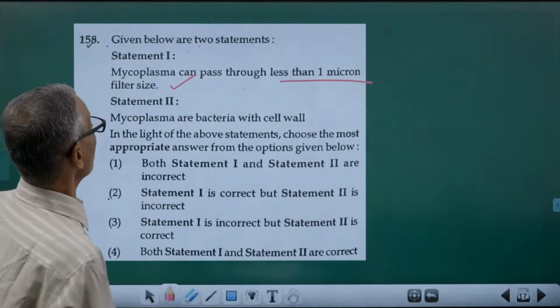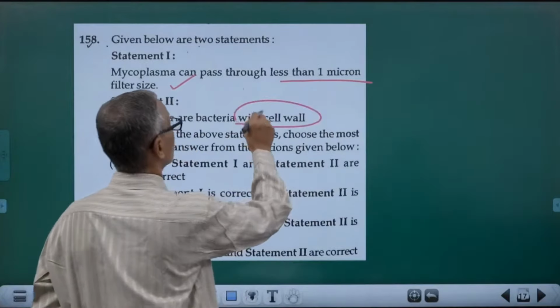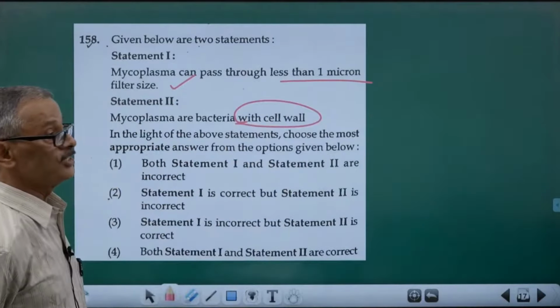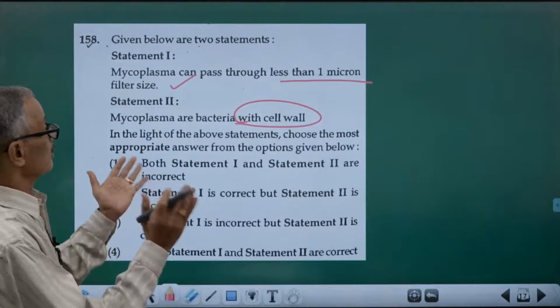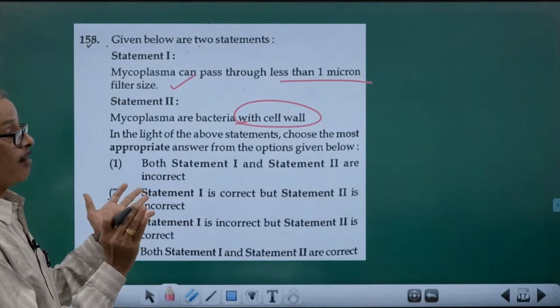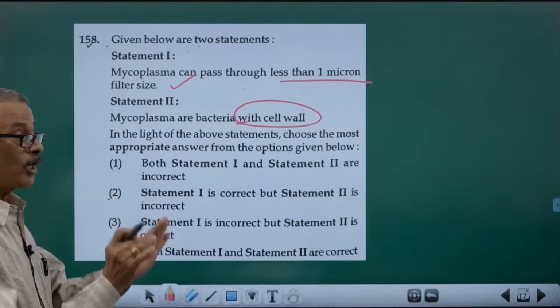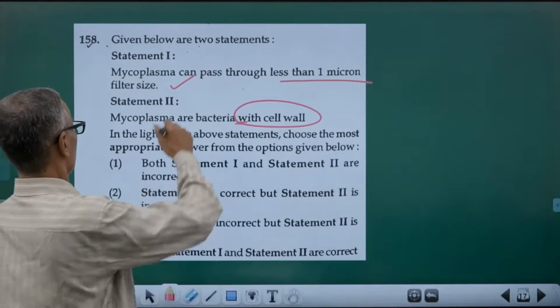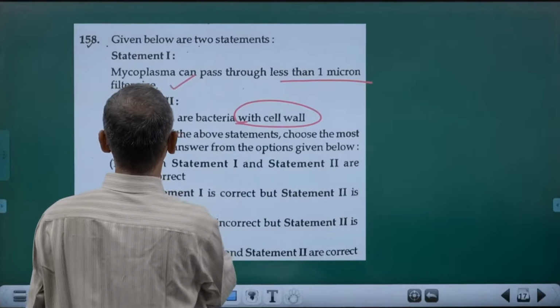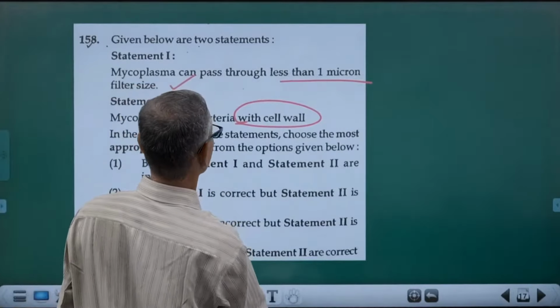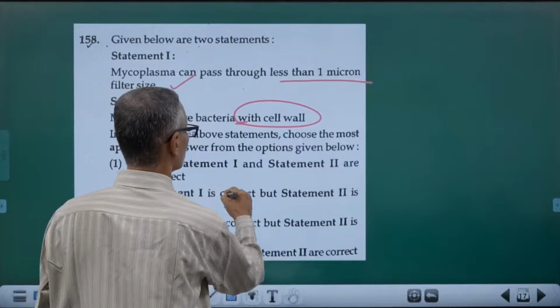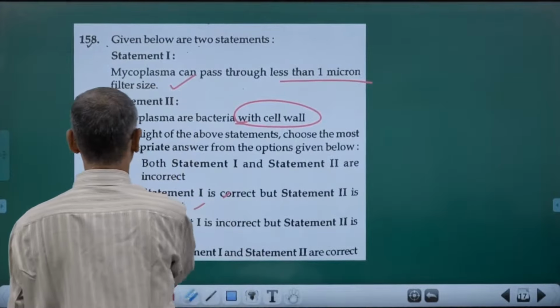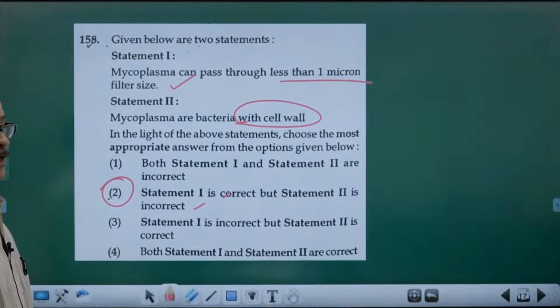Mycoplasma are bacteria without cell wall. That's why they are capable of changing the shape. That is why they are called jokers of microbiology. Okay. So statement 1 is correct. Statement 2 is incorrect. That is the option.